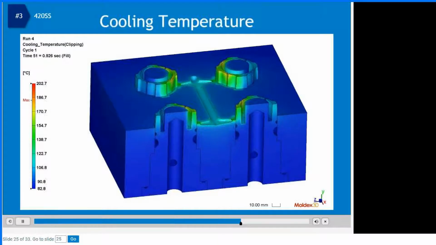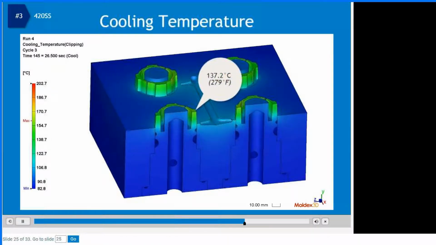The mold steel for this example is 420 stainless steel for all the components. Here you can see the outer core features have a higher temperature. The maximum temperature of 137.2 degrees Celsius is in the core feature on the gate side of the mold. Due to the center baffle circuit, the center core has an acceptable temperature distribution.